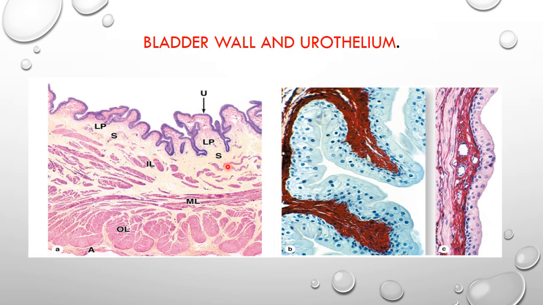This is again a diagram showing you the layers of the urinary bladder. You can see here that this is the urothelium or the transitional epithelial lining in the mucosa. Below is the lamina propria, and there is a thin layer of the submucosa. Then the layer of the muscularis or the detrusor muscle, arranged in three layers: the internal longitudinal, middle longitudinal, and the outer longitudinal layers.